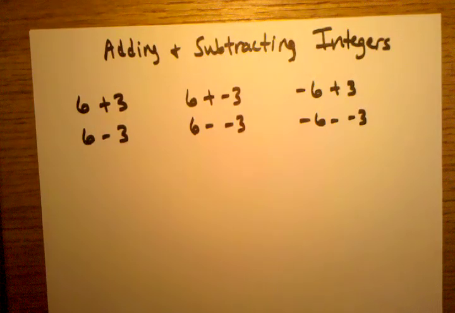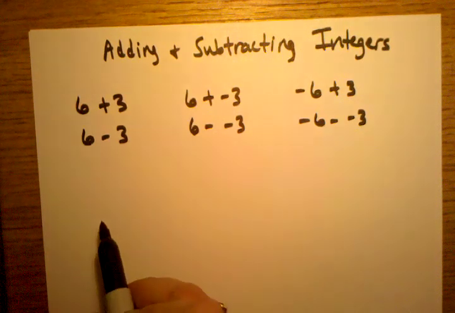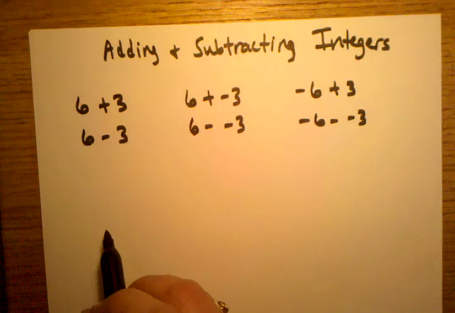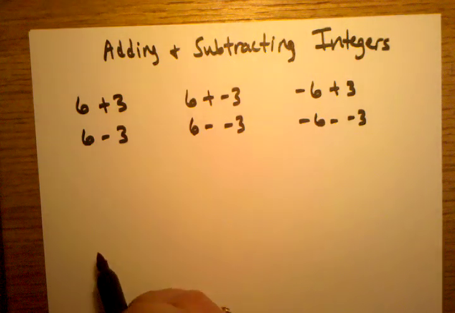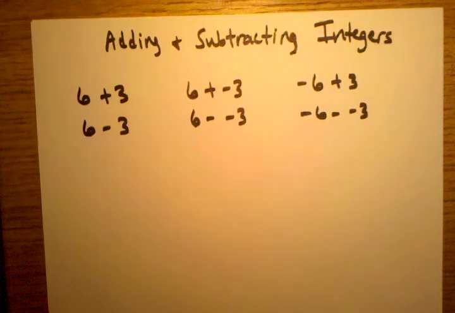Okay, in this video we're going to talk about how we add and subtract with integers. Integers are numbers, basically whole numbers that are either negative or positive, and also it could be zero. Zero is an integer as well. We know how to add and subtract.